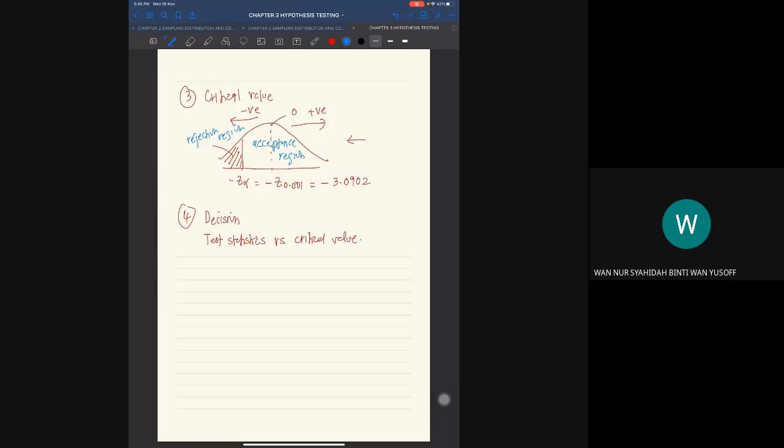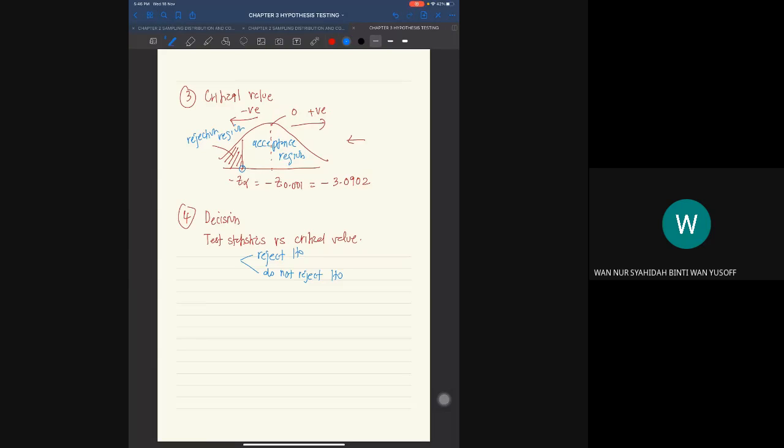The critical value is a separator between rejection and acceptance. If your test statistic falls in the rejection region, then you reject H null. If it falls in the acceptance region, then you do not reject H null. So these are the only possible answers for the decision. We do not write "accept H null", it is mathematically wrong. It should be "do not reject H null".